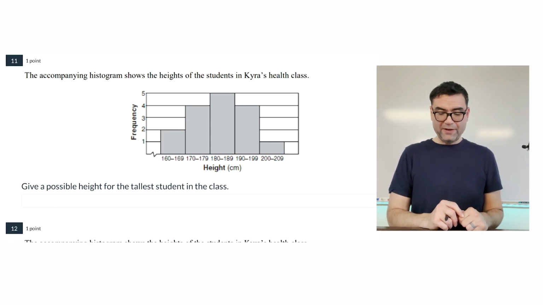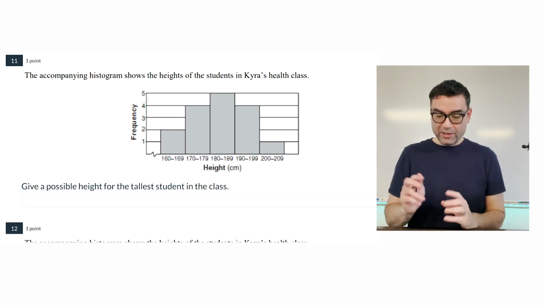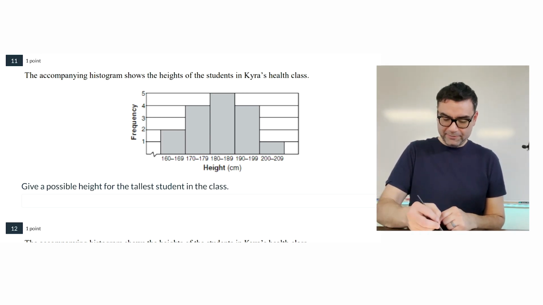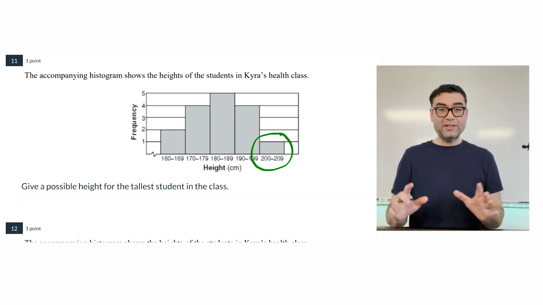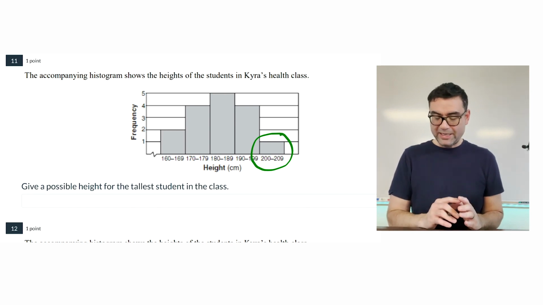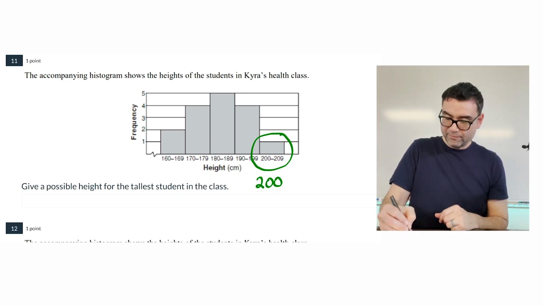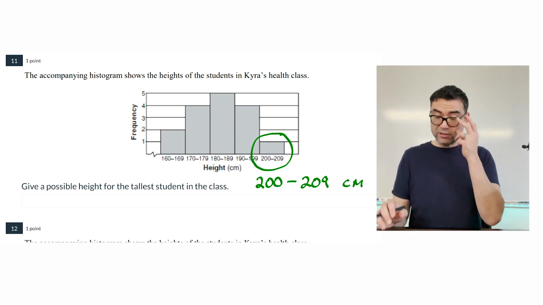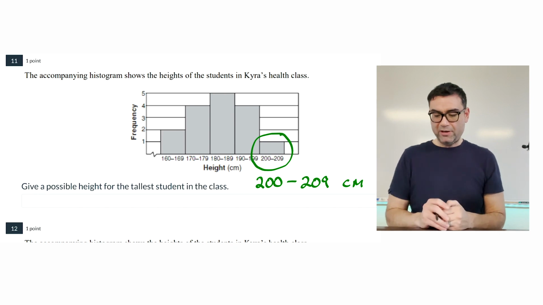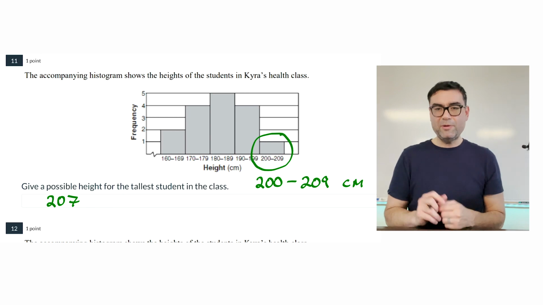Okay, give a possible height for the tallest student in the class. So this is kind of an ambiguous question, but hopefully it makes sense. We know that when you go to this last bar here, this is where the tallest kid in the class is recorded, right? And the histogram doesn't give a specific value for this height. We know their height is between 200 and 209 centimeters. So any value you choose between or including 200 and 209 would be fine. So I'll just go ahead and say 207. Any value from 200 to 209 would be acceptable. The histogram does not explicitly give the value in that bar.